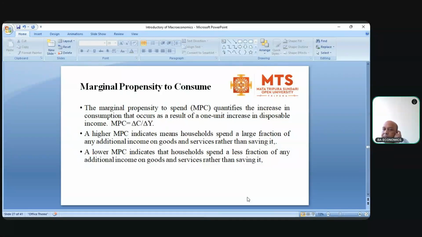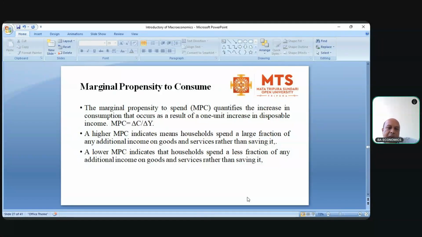So disposable income and income, there is a slight difference there. Income means whatever money is generated, and disposable income basically means out of the money generated, how much money you actually use for purchasing goods and services. So this is the meaning of disposable income. Like you can say gross salary and net salary. So gross salary is income and net salary is the disposable income.